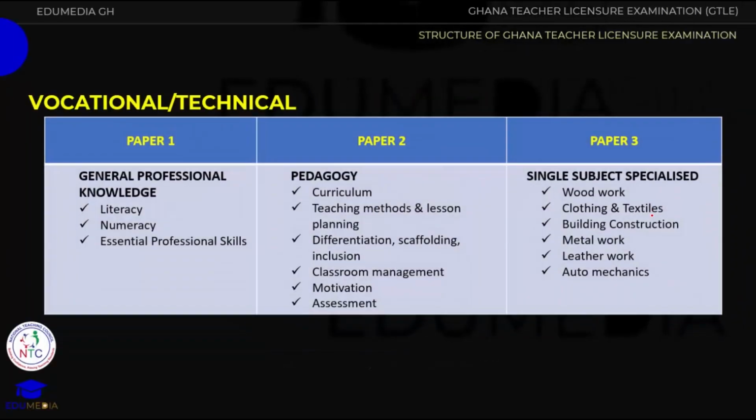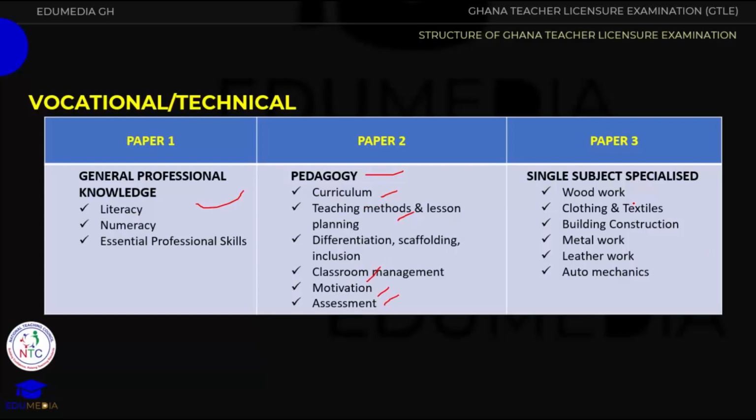Then the last area that we have is the vocational or technical teachers. So for those who are instructors in these areas, you will also be writing your general professional knowledge, you're writing your pedagogy, and your pedagogy is going to be centered on the technical area that you learned or that you're going to teach. So you will also be writing curriculum, teaching methods, and lesson planning. You're going to look at inclusion and classroom management, motivation, and assessment.